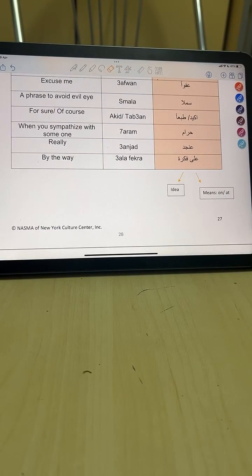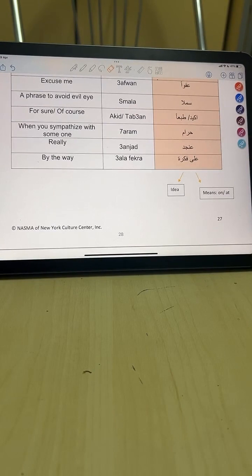أكيد أو طبعا. No, اسم الله without the A means the name of God. And أكيد and طبعا means of course.